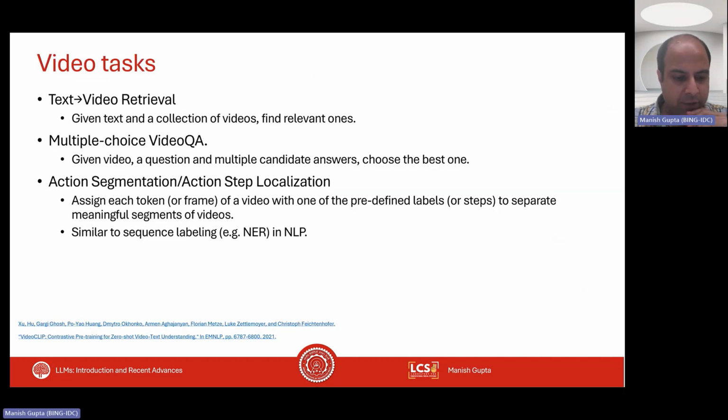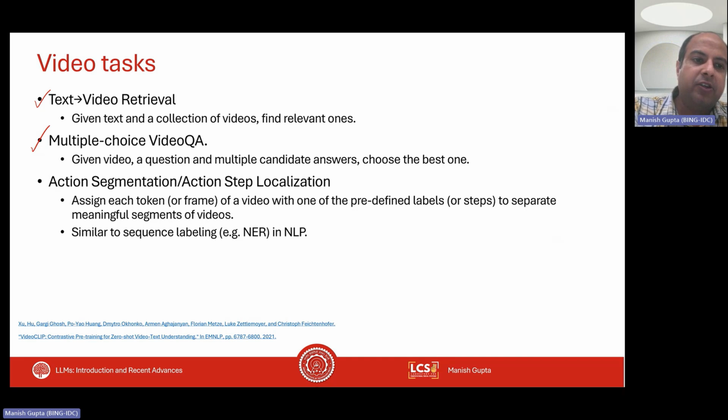Okay, so far I've talked about text and images. Now let me quickly talk about video tasks. Multimodality could also mean doing things with video and text. For example, text video retrieval: given a text and a collection of videos, find the relevant ones. This requires text embedding and video embedding, both in the same space. Then multiple choice video question answering: given a video, a question and multiple candidate answers, you want to choose the best one. It's analogous to visual question answering, which typically relates to an image.